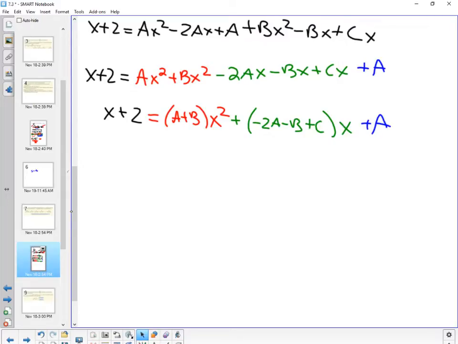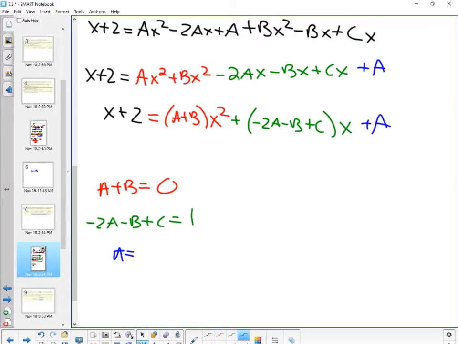So is the red gonna be equal to 0 and the green gonna be equal to 1? Yes. So a plus b is going to end up equaling 0 because there's no squared value. Negative 2a minus b plus c is going to equal 1, because that's the coefficient on x. That means that a equals 2.